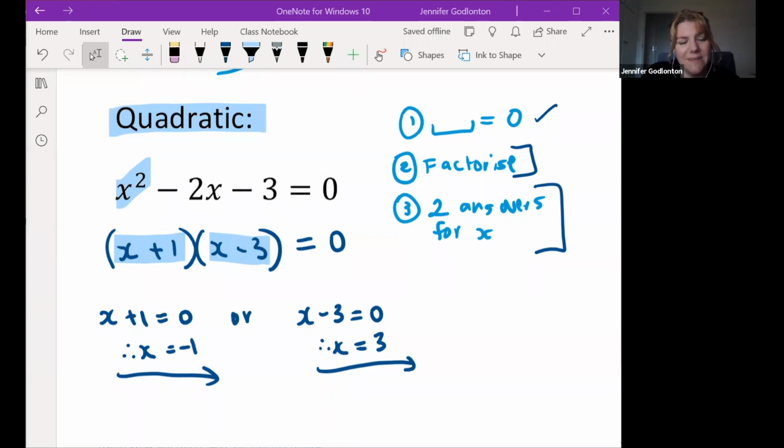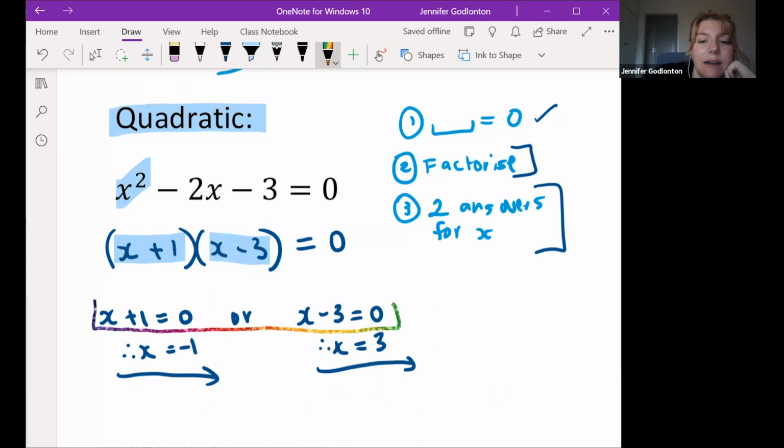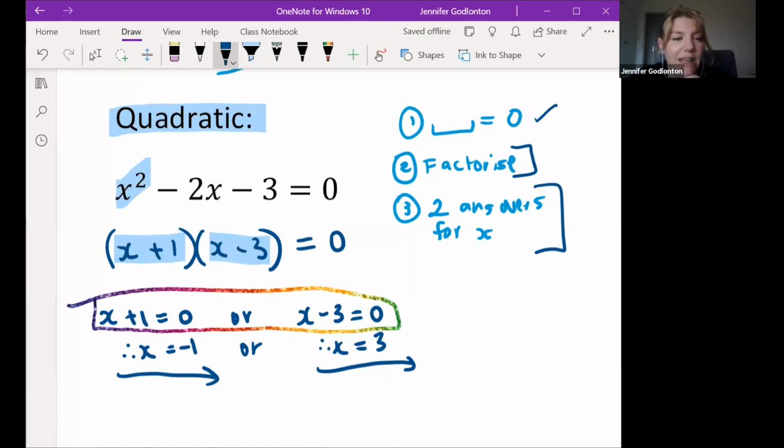All right, I'm going to jump onto our next question. If you miss out this step here, then it's okay. If you just wrote that bottom step that I have there, that's okay.